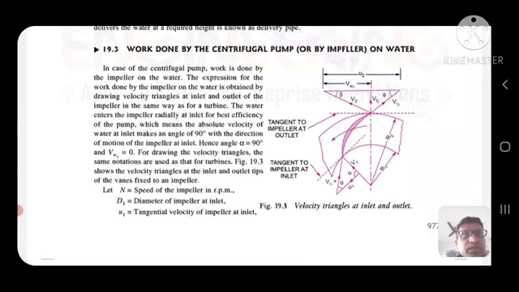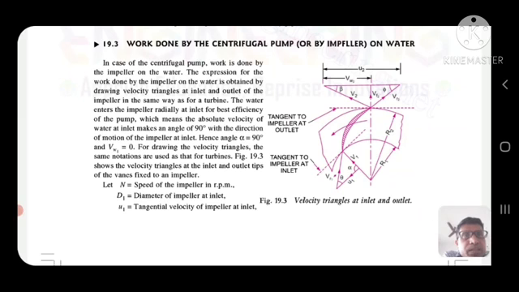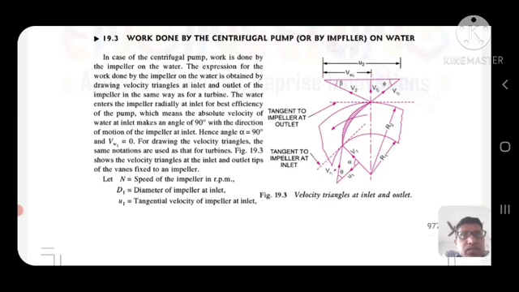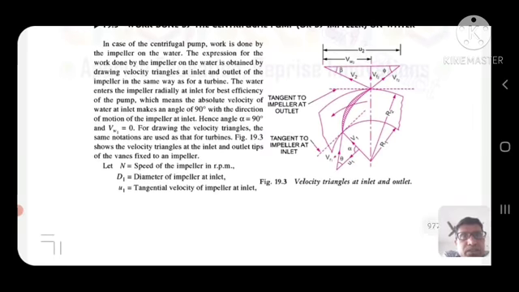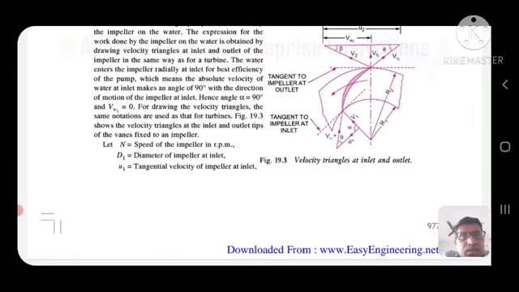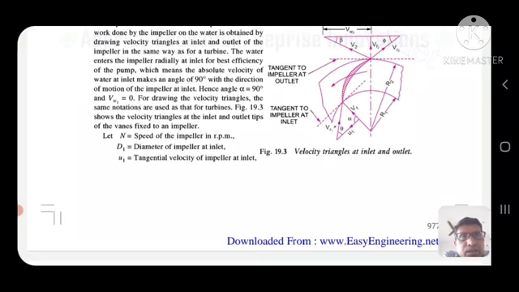Work done by the centrifugal pump or by impeller on water. In case of the centrifugal pump, work is done by the impeller on the water. The expression for the work done by the impeller on the water is obtained by drawing the velocity triangle at the inlet and outlet of the impeller.